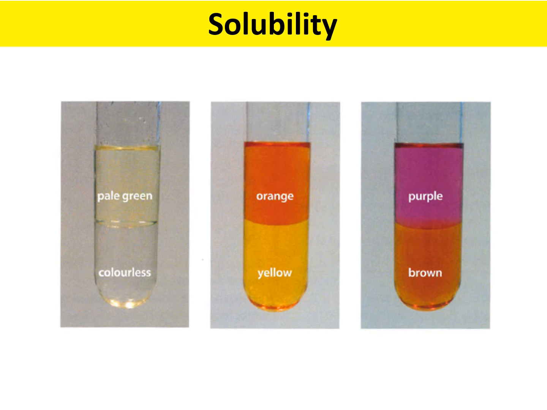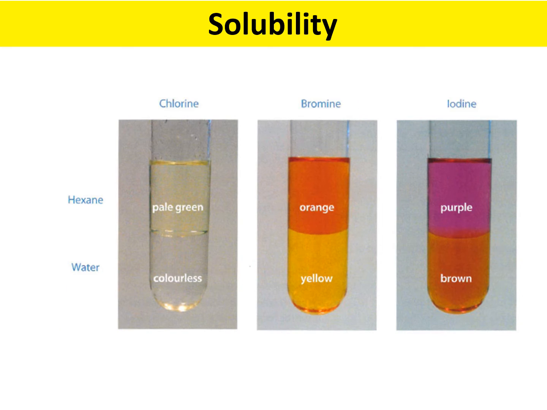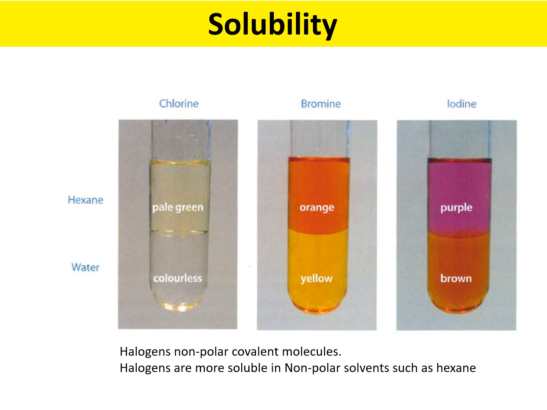The solubility of the halogens in water, which is a polar solvent, decreases down the group until iodine, which is virtually insoluble in water. A solution of chlorine in water is called chlorine water, and a solution of bromine in water is called bromine water. If we look at this diagram, we can see the colours of the halogens in hexane and in water. So just to recap, halogens are non-polar covalent molecules, so halogens are more soluble in non-polar solvents such as hexane.